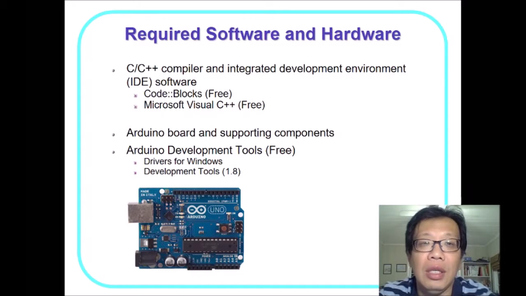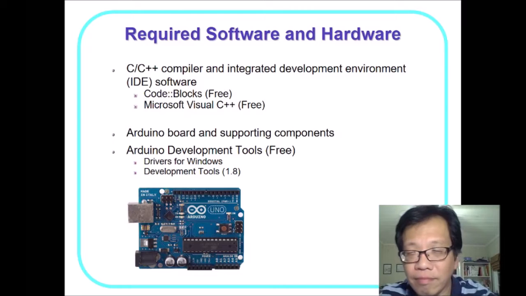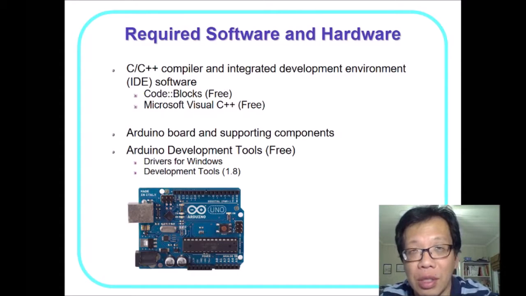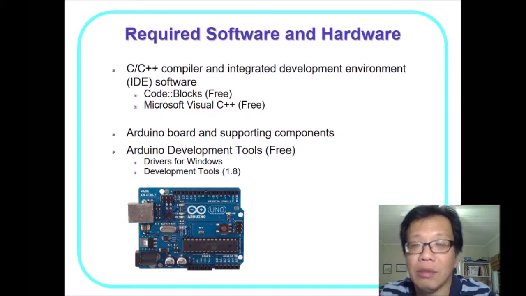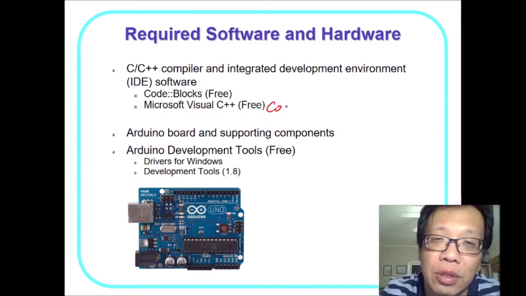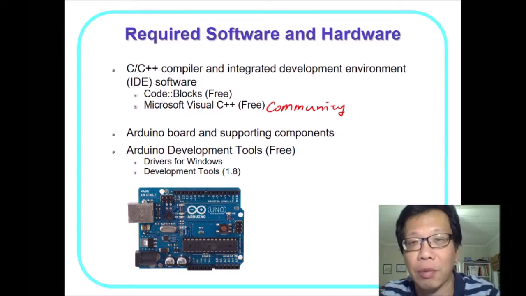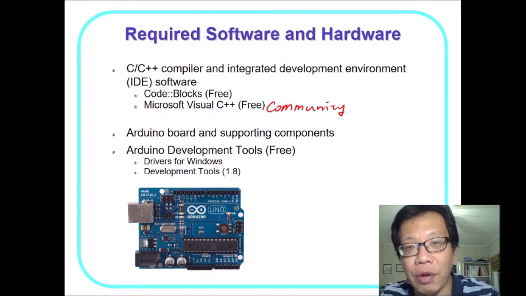If you want to do C and C++ programming in Windows, then there are two free things that you can download. One is CodeBlocks, which is the one we're going to use in this class, and the other one is Microsoft Visual C++. I would say this is the community version. If you still want to use a professional or enterprise version, you need to pay for it. But if you are using the community version, it should be free. And CodeBlocks is also free.